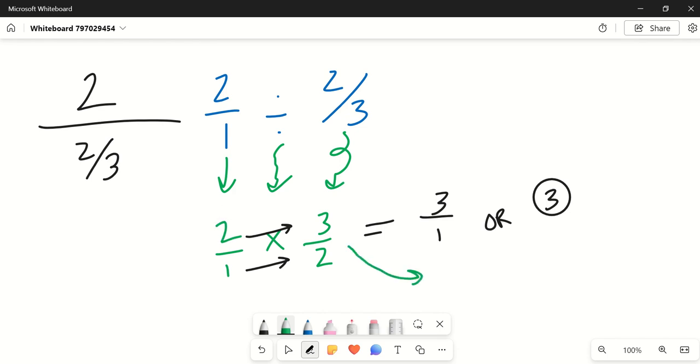This would now be 6/2, and then I'd have to simplify that. 6 divided by 2 would be 3.